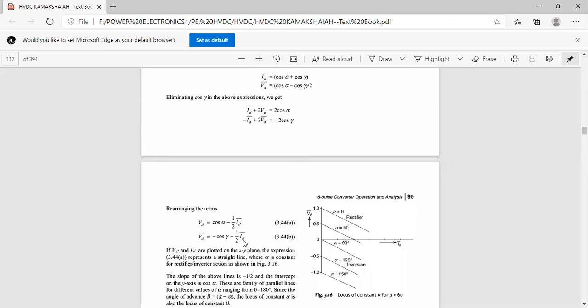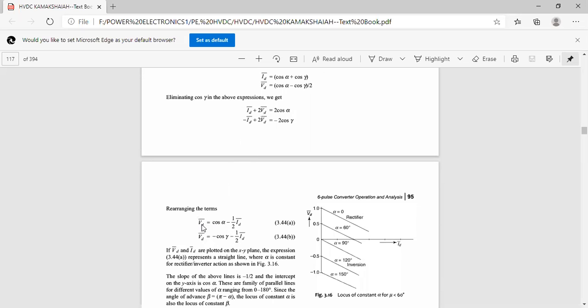Up to here, any doubt? What I have done is, I have brought the equations in terms of VD and ID. See, VD and ID. First, this equation is in terms of alpha, rectifier. Second equation is also in terms of VD and ID, but this equation is in terms of gamma. Up to here, clear? If any doubt you are having, you can ask me.